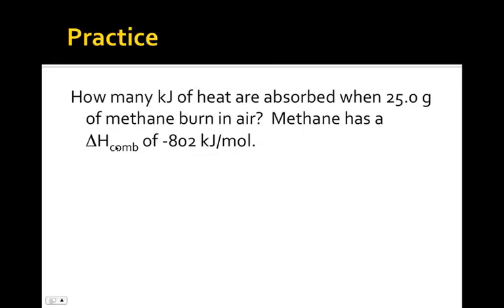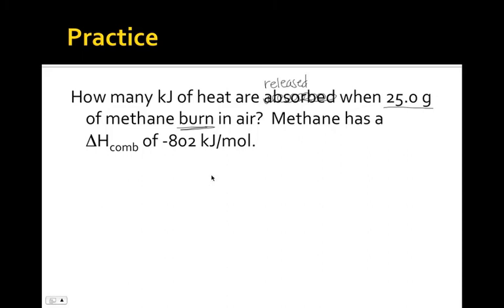So, quick practice. How many kilojoules of heat are absorbed when 25 grams of methane burn in air? And then I'll give you the delta H of combustion, since we are dealing with combustion here, of negative 802 kilojoules per mole. Now, a little bit of a typo here. I didn't mean to put the word absorbed. I should have put released, because we all know that burning methane releases a whole heck of a lot of energy. So, my bad on the typo. Just get over it. I'm not perfect.